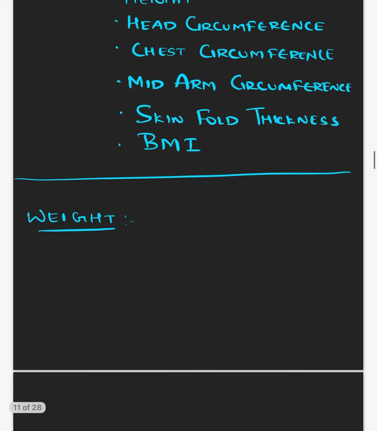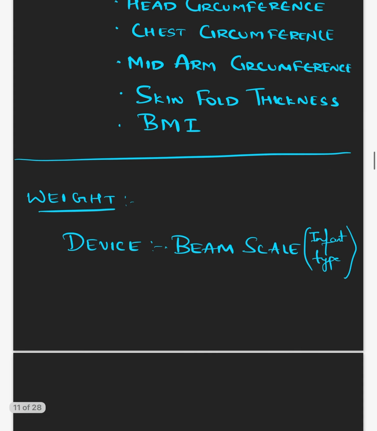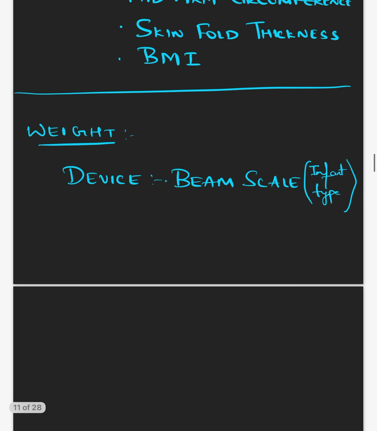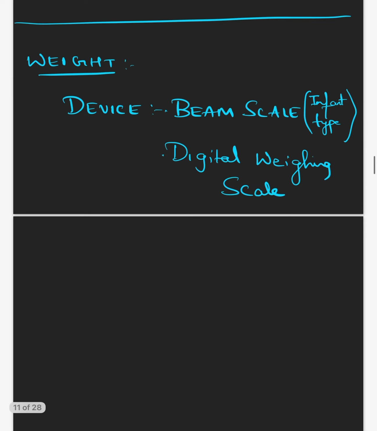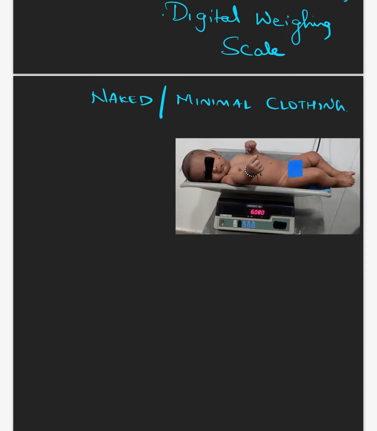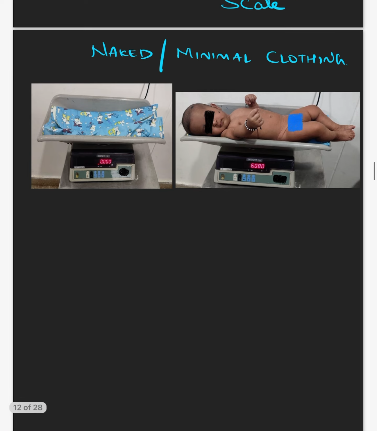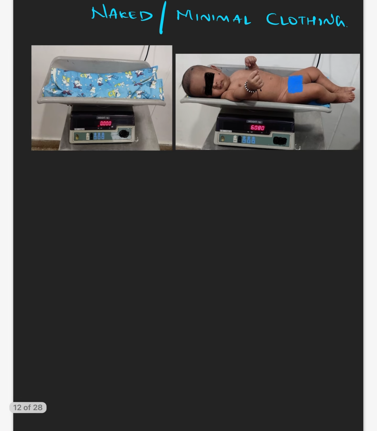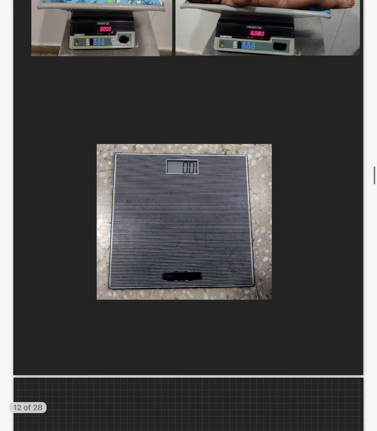Now we go for weight. How do we measure weight? Using a beam scale for infants, that is an infant type beam scale, and for adults or older children, a digital weighing scale. So the beam scale looks like this. We should place the child either naked or with minimal clothing. How do we weigh? With minimal clothing or naked like this, using the beam scale. Then for a bigger child we use a digital weighing machine.